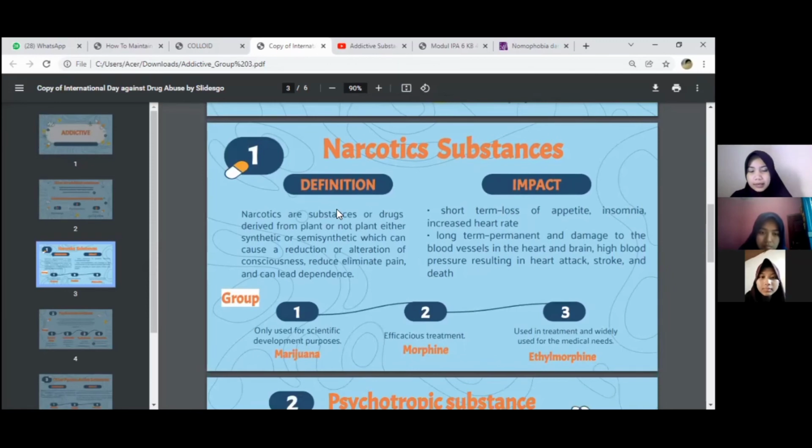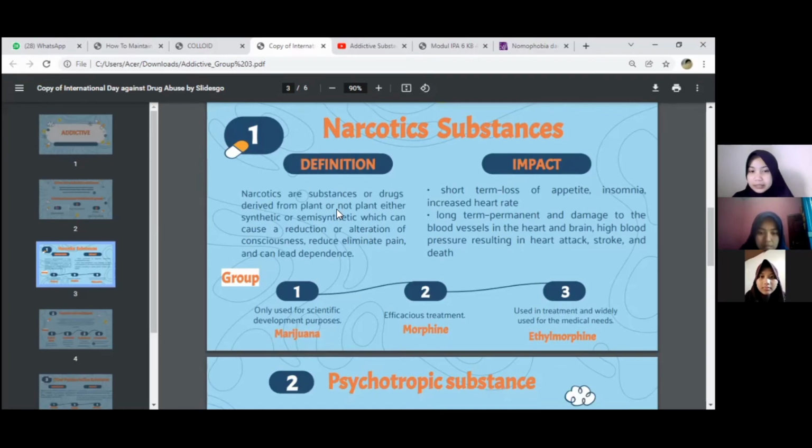And narcotic substances are divided into three groups. The first one is, for example, marijuana, used only for scientific development purposes because the dependence it causes is very hard, so it cannot be used for medicine. The second one is for treatment and medicine, for example morphine. Usually, morphine is used to reduce pain. And the third one is used in treatment and widely used for medical needs, for example, in group 3 is ethyl morphine.